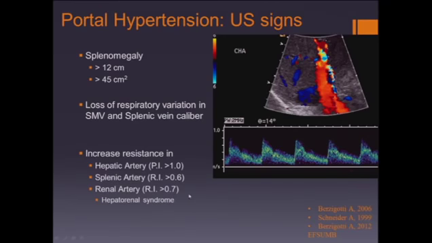The latter can be a sign of hepatorenal syndrome. Hepatorenal syndrome is renal failure developing secondary to renal artery vasoconstriction as a result of portal hypertension. The vasoconstriction in the renal artery leads to activation of the renin-angiotensin system, and this causes renal failure and is known as the hepatorenal syndrome.